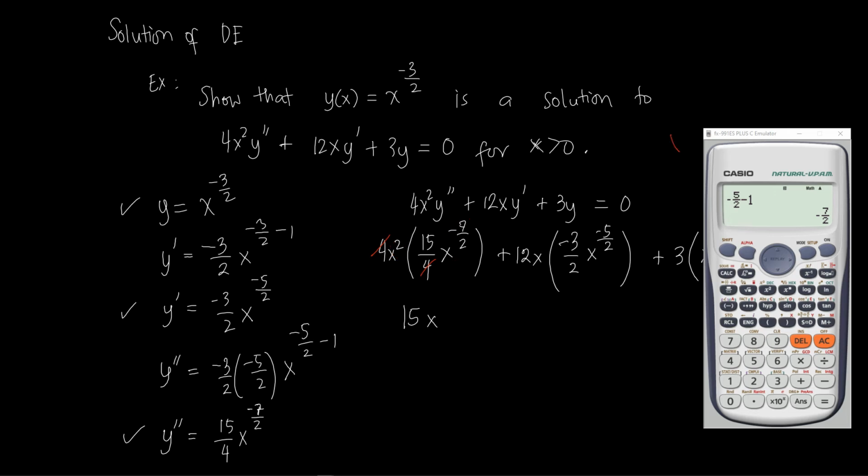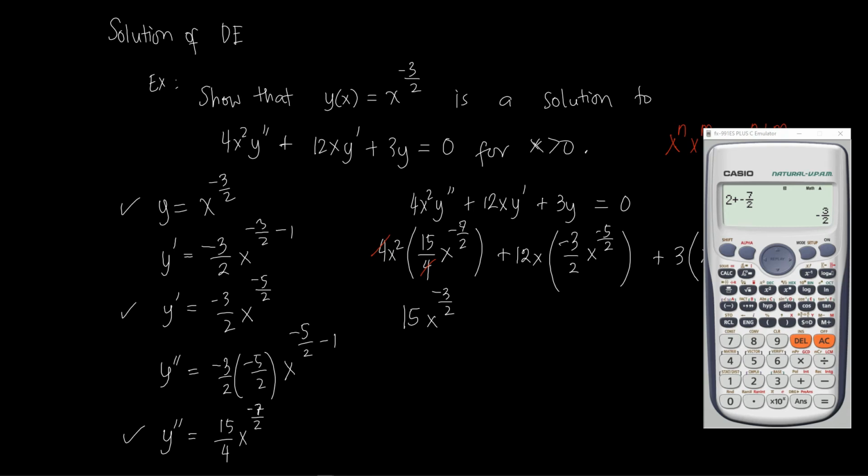Remember in algebra, we have x to the power of n times x to the power of m, that is equal to x raised to the power of n plus m. Okay, remember sa algebra yan. So, ito, tsaka ito, i-add lang natin yung exponent. So, we have 2 plus negative 7 over 2. Okay, so, negative 3 halves. So, raised to the power of negative 3 halves.